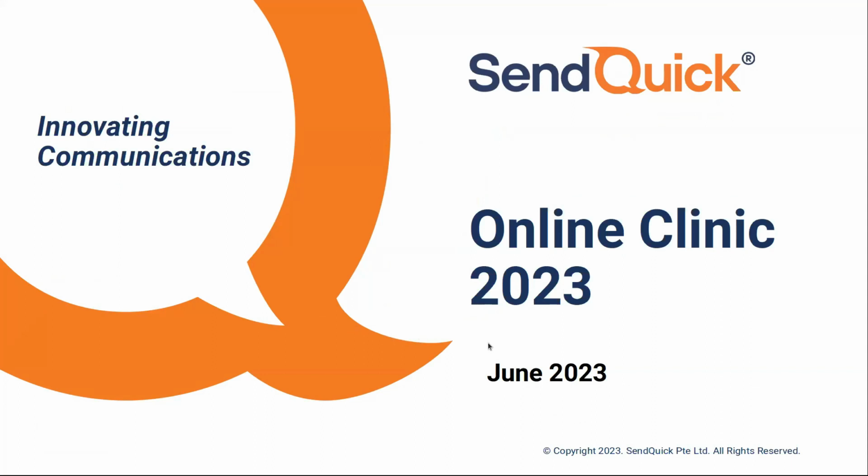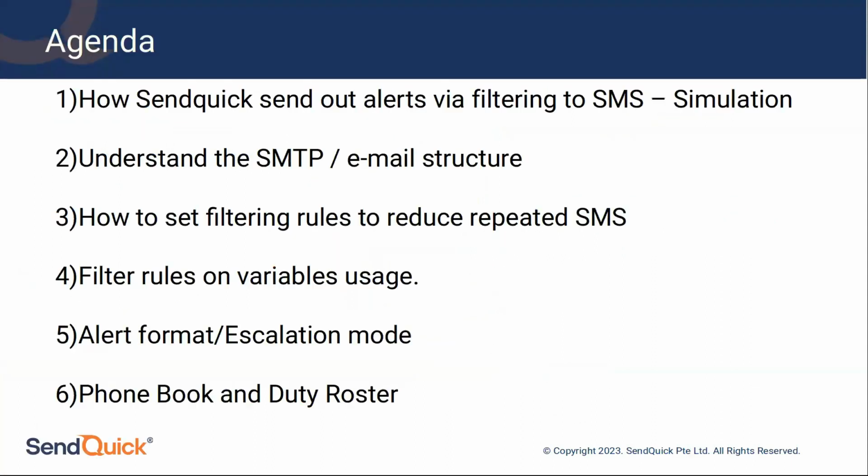Good day to everyone. For today, the topics to be covered are: how SendQuick sends out alerts while filtering to SMS, understanding the SMTP and email structure, how to set filter rules to reduce repeated SMS, filter rules on variable usage and alert format, followed by escalation mode, and lastly the phone book and duty roster.